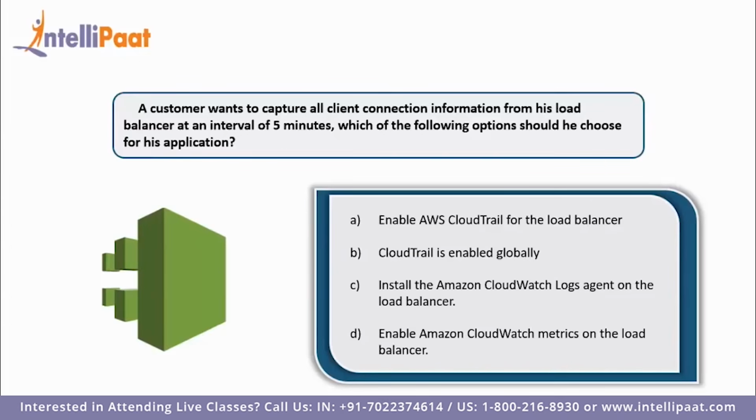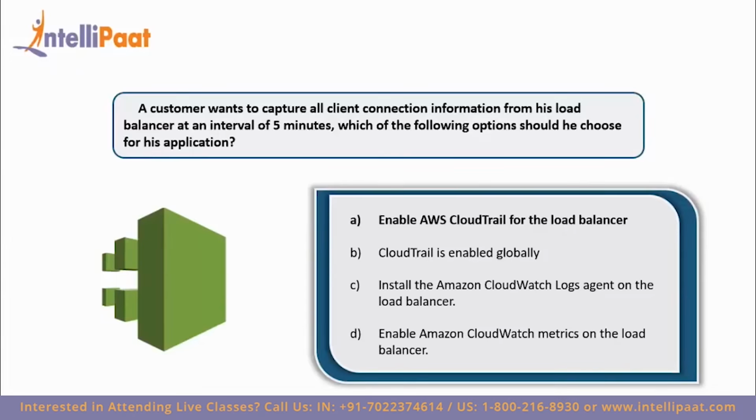All right. So the answer for this is A, that is, you should enable AWS CloudTrail for the load balancer. Reason being, option B is not correct. CloudTrail is not enabled by default or is not enabled globally for all the services. Option C says install Amazon CloudWatch. So option C and option D, you will not even consider, reason being that you're talking about the log of the client information, right?